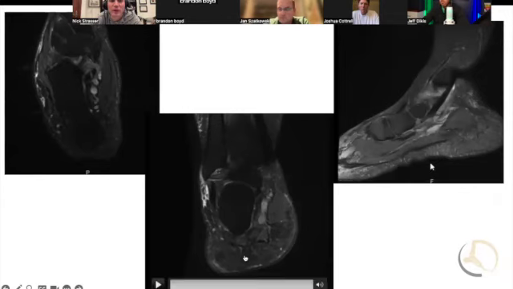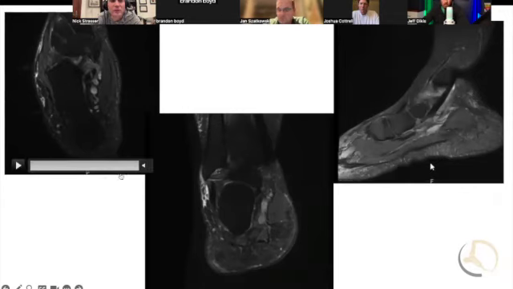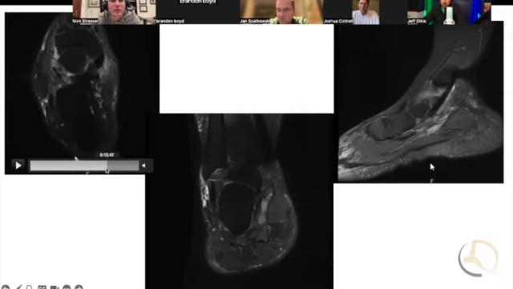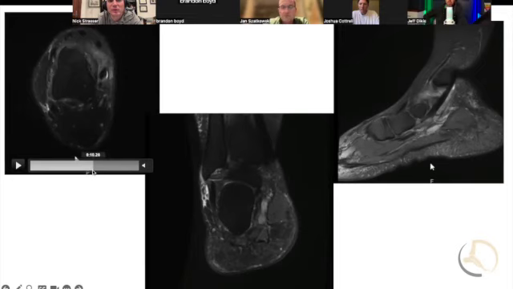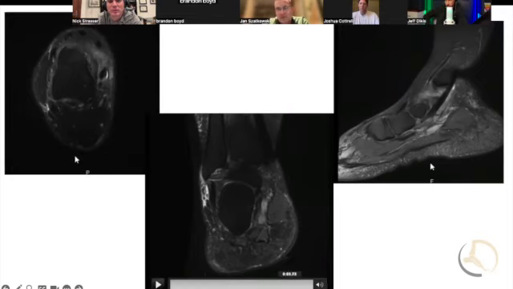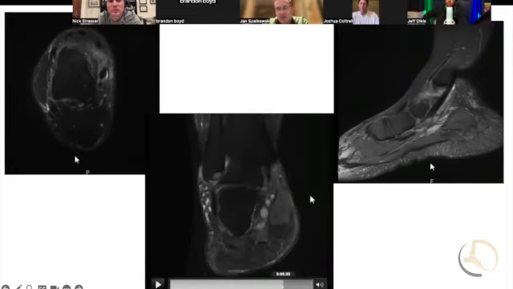How are you all using MRI in these cases to make a decision? Or maybe it doesn't matter. Maybe it just confirms the diagnosis. Yeah, I'm not using it very often.